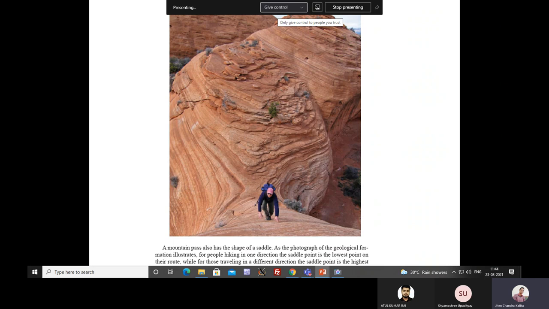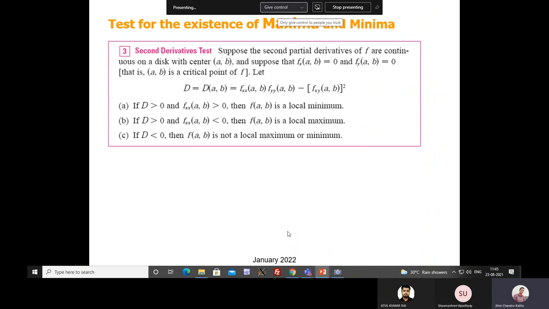Okay, so now in my next slide, what you are going to see is the test for the existence of maximum and minimum. It is going to be equivalent to what you have got in your single variable calculus. It is nothing but the second derivative test. And it is going to give you some way of identifying a point definitively as a point of local maximum or a point of local minimum.